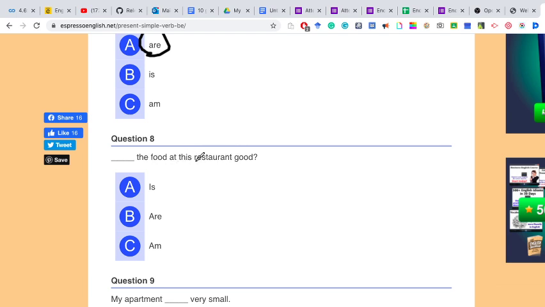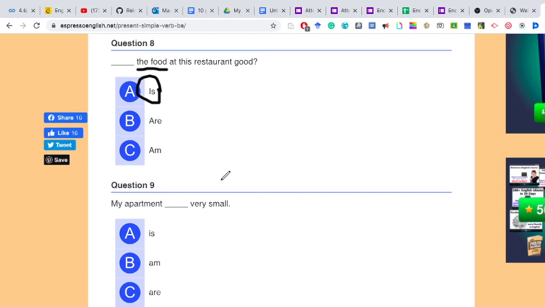The food at this restaurant, good, is, are, or am. The subject of this sentence is the food. We're talking about one, two, or more. In this case, it doesn't have any S. So it's clear that the subject of this sentence is singular. So, is the food at this restaurant good?